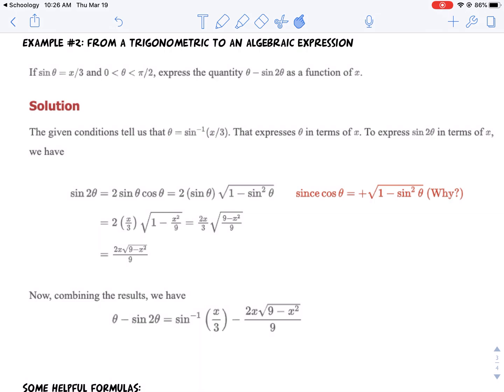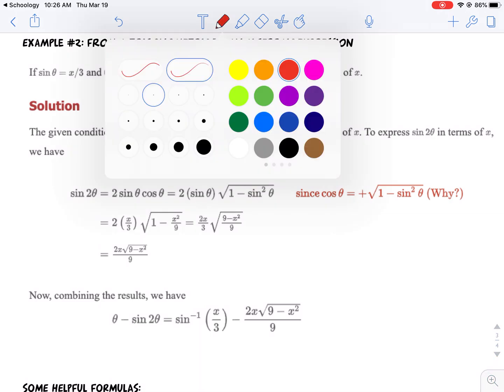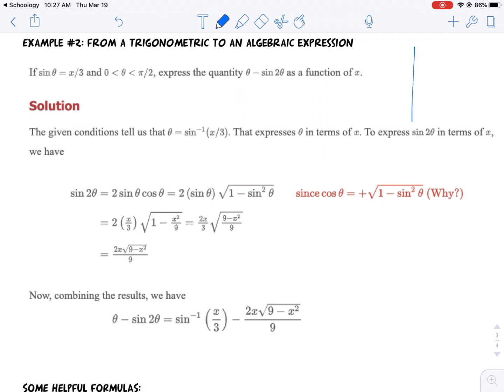So it says if sine of theta is x over 3, so right away before I even know what's going on, I'm going to draw my picture. I'm in the first quadrant, perfect, x over 3. Okay, express the quantity theta minus sine 2 theta as a function of x. Whenever I see a function of x, I realize that I'm going to have x's in my answer. So do your Pythagorean theorem. Make sure you can get this side to be the square root of 9 minus x squared, doing your Pythagorean theorem. And now we're simply plugging in like we did at the beginning of the chapter.